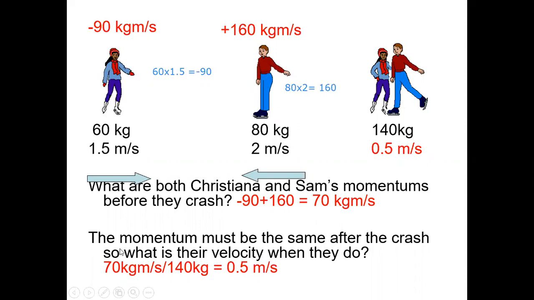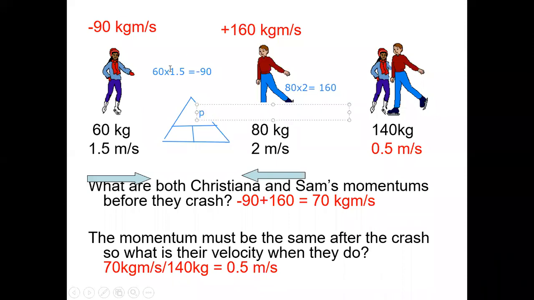And then it's asking you what's after the crash. So what's the velocity when they crash? You take the total and then you divide that by 140, and their velocity then would be 0.5. Now, this is a perfect example of rearranging the equation. So let me draw my triangle. There we go. This is why I say to you, it's really important that you memorize these equations, especially using these triangles, because you will be able to know what to do.